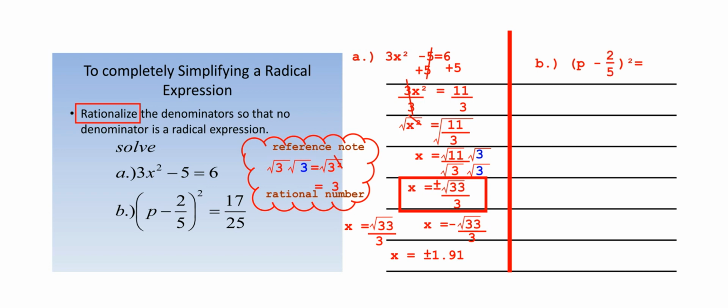B. In this case, we have in parentheses p minus 2/5, and then outside the parentheses, we have a square. On the other side of our equal sign, we have 17/25, or 17 divided by 25. Now, the first thing I've noticed in many cases, we have a tendency to want to do is distribute the exponent, the 2, to the 2/5 and to the p, but do notice there is a subtraction.